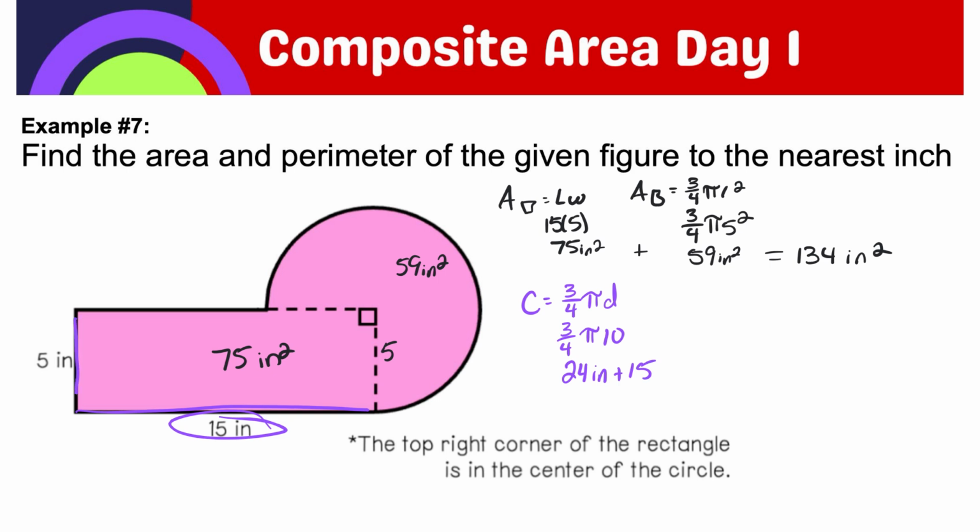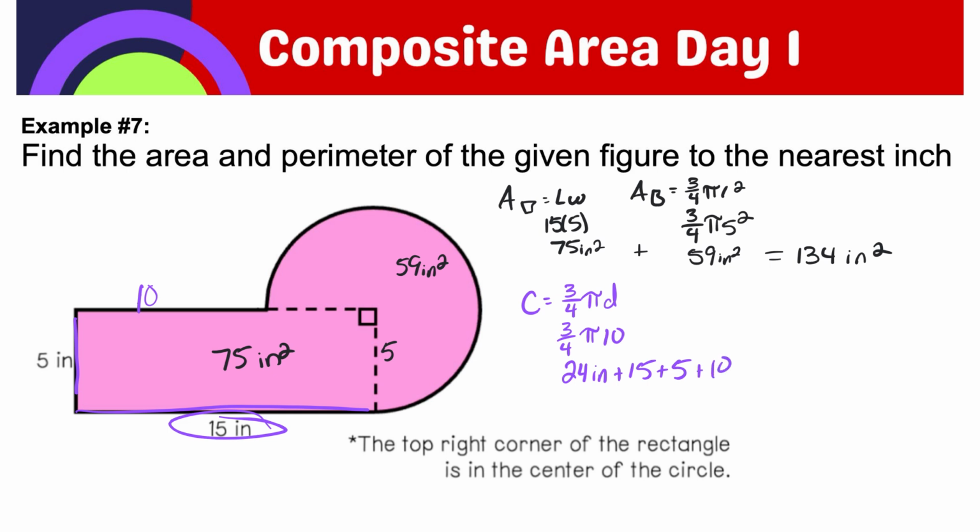This part is 5. Now this is a little bit more challenging right here because it's not labeled. But again, see how it's horizontal? What else is horizontal is this 15. So the full distance across is 15. But we know the radius is 5. So if this is 15 and this is 5, 15 minus 5 is going to be 10.